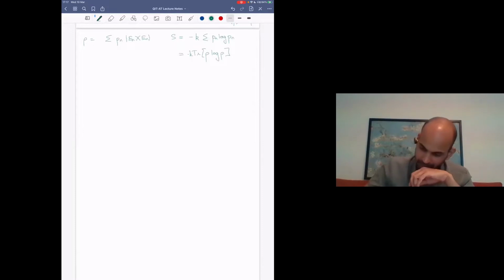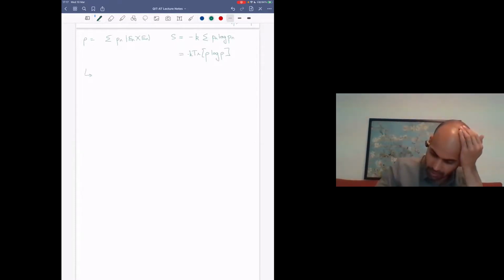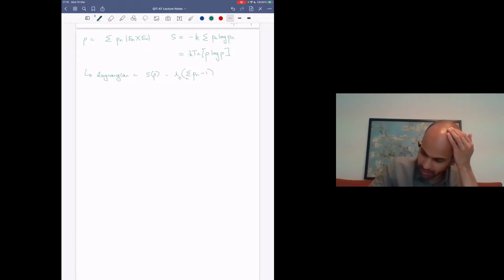The next step is something I will not go into detail on, and it is a good exercise for you: optimize S with respect to average energy. I can do this by forming a Lagrangian, given by S of rho, plus a multiplier for the normalization, so the sum over n of Pn must be equal to 1, and another multiplier for the average energy, sum of Pn En must be equal to the average energy.